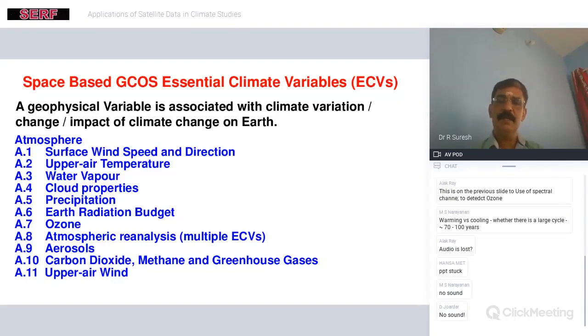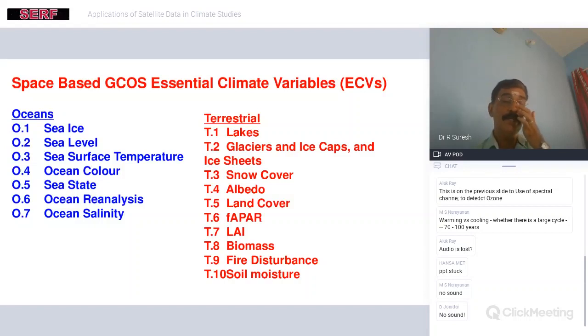Cloud properties, and AOD, we have already seen how it is made. Precipitation estimation can be made based on the brightness temperature as well as from the OLR. Earth radiation budget, we just saw how it is useful: the incoming as well as outgoing radiation, and the deficit or surplus, can be found out. Ozone hole, ozone depletion or ozone concentration can be measured, as well as aerosols, all the trace gases, atmospheric wind, upper wind, etc. So these are all from the atmospheric side.